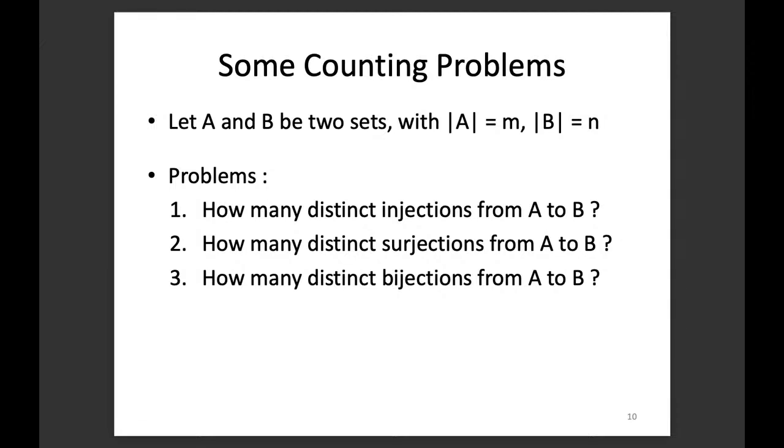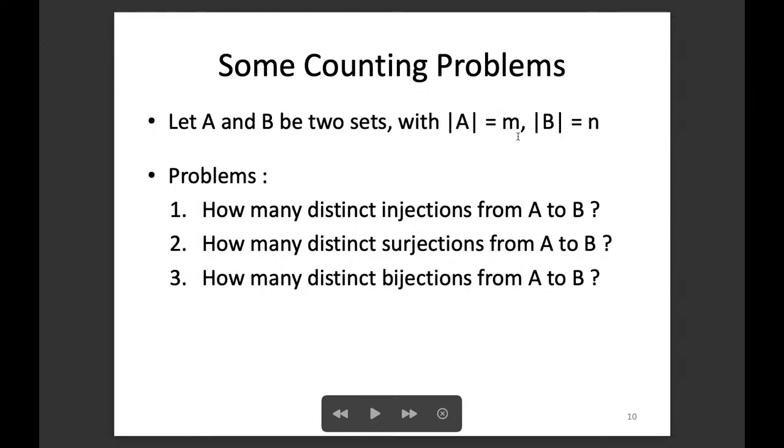So for injection to happen, we must have n greater than or equal to m. Otherwise, by the pigeonhole principle, there will be some item in the codomain being mapped by more than one item from the domain, so it is not going to be an injection. So for injection to occur, n has to be greater than or equal to m.